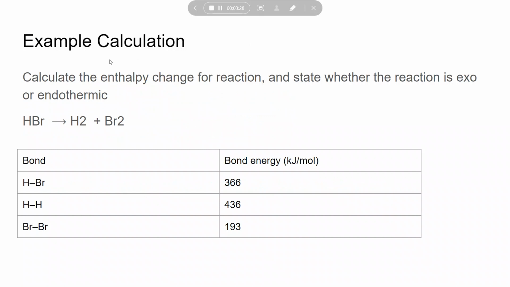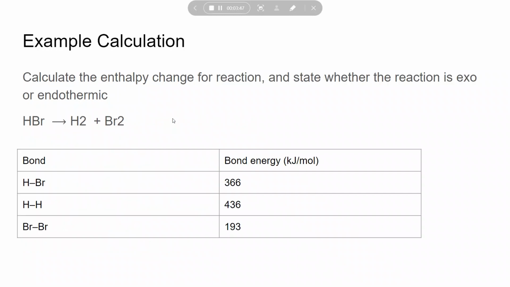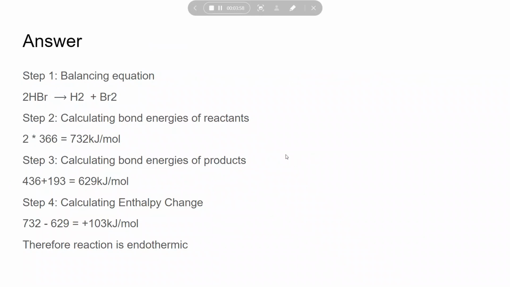Now let's look at an example. So here we have a problem. Calculate the enthalpy change for the reaction and state whether the reaction is exothermic or endothermic. And here's the equation, and you can see how it's not balanced. So step 1, we should balance the equation. In step 2, we need to calculate the bond energies of the reactants. So here are the reactants. We have 2 HBr, and then we have 2 H-Br bonds, which is 366 kilojoules per mole. And since we have 2 HBr, we have to multiply by 2.